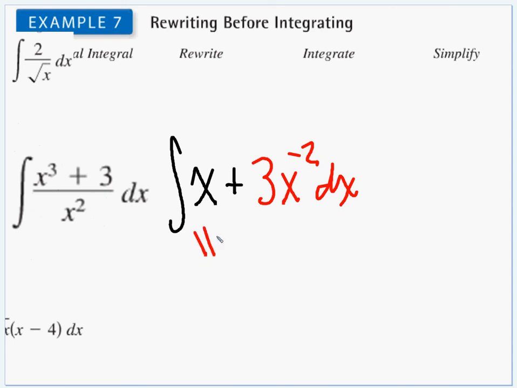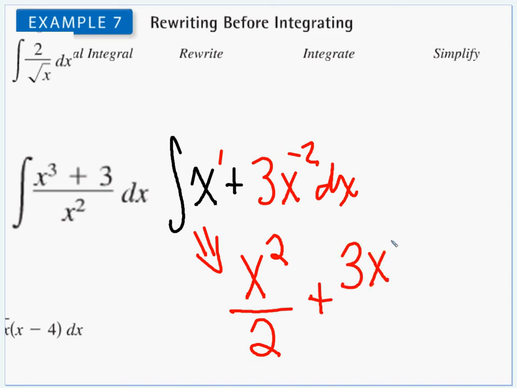Now I'm going to sneak down here for the antiderivative. That's x to the first. So we are going to raise the power by 1 and divide by the new power. Plus 3x to the negative 2, we will raise that to the negative 1 and divide by the new exponent negative 1. And don't forget your constant of integration.